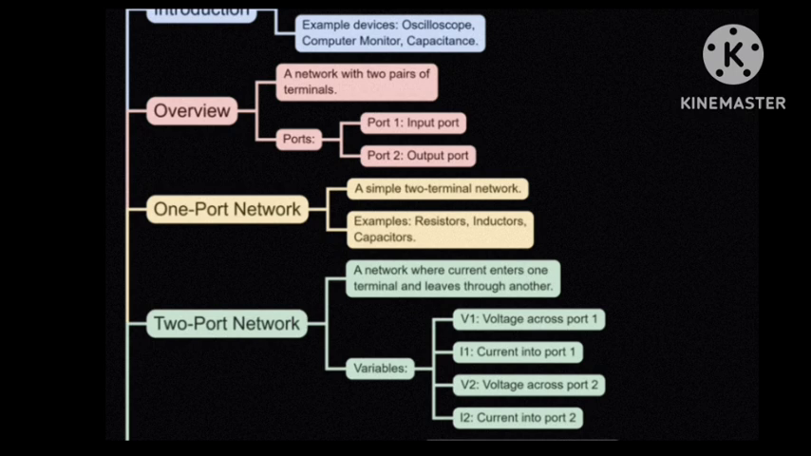So what is a two-port network? A network where current enters one terminal and leaves through another. It means current enters in this terminal and leaves through the other terminal, which is known as a two-port network.